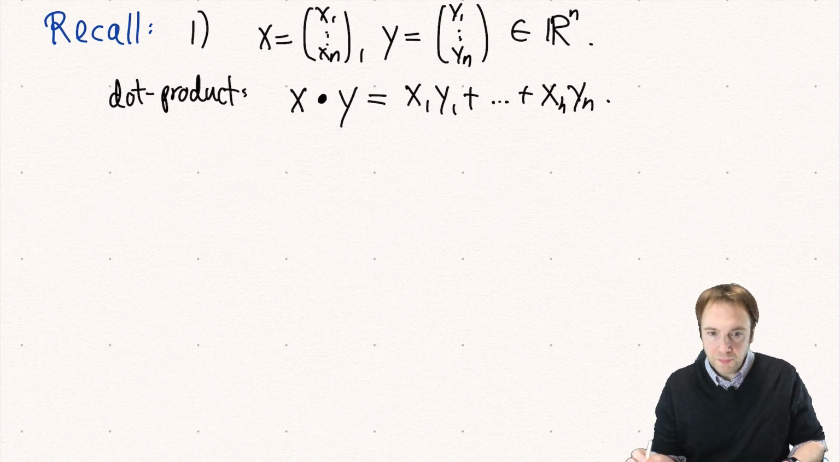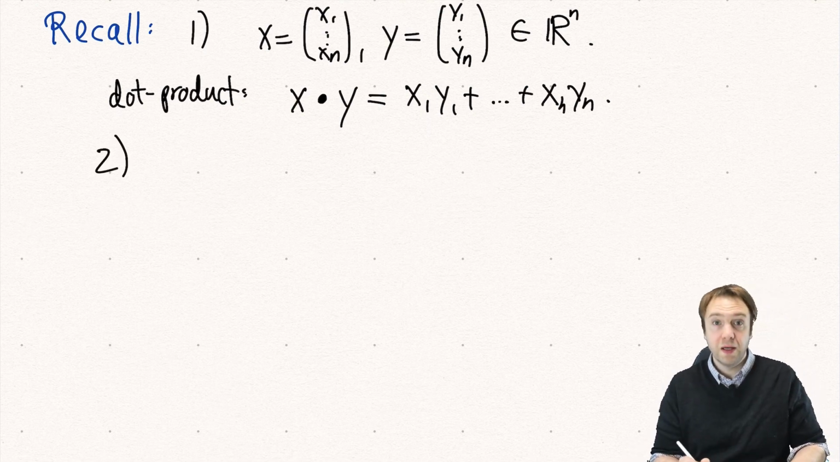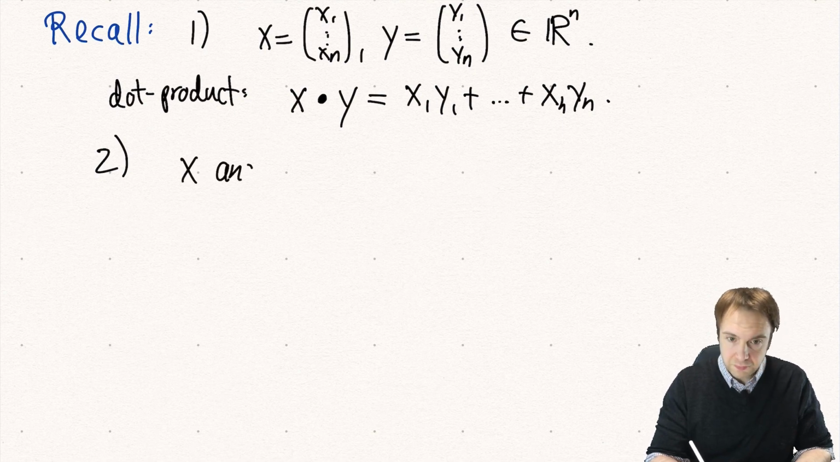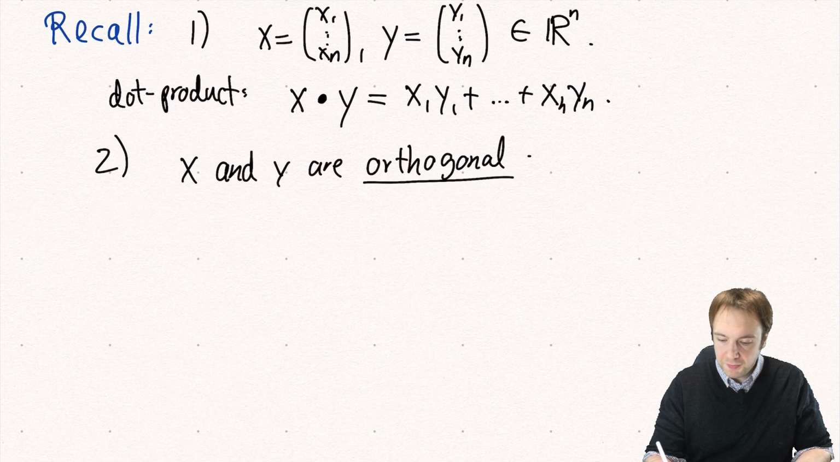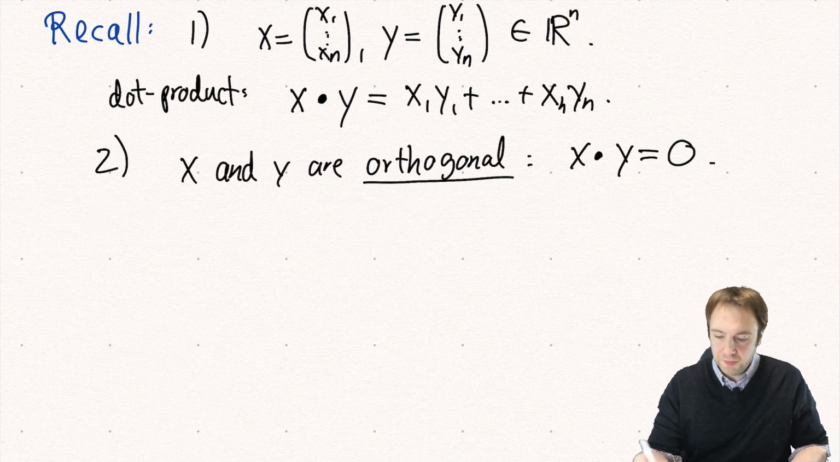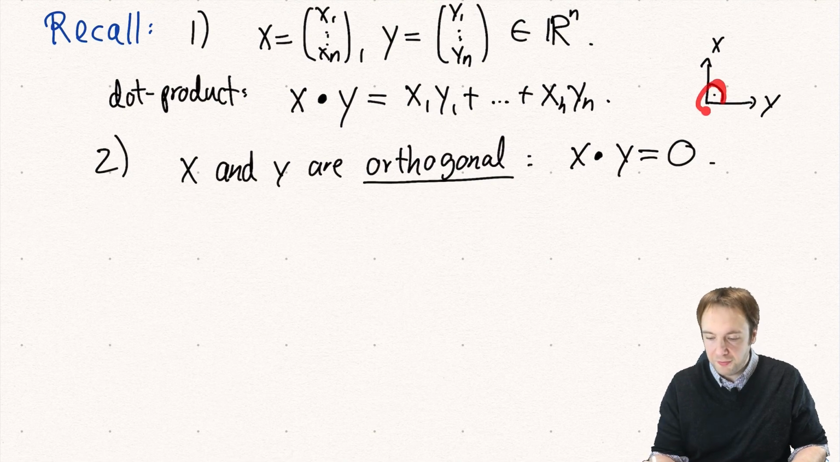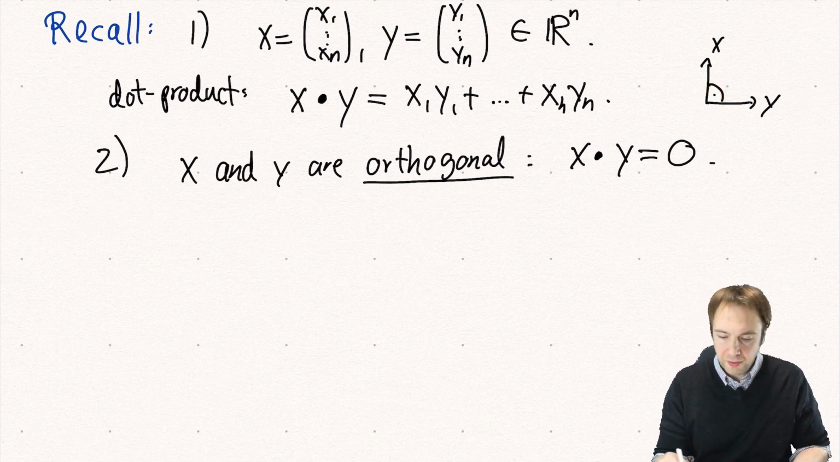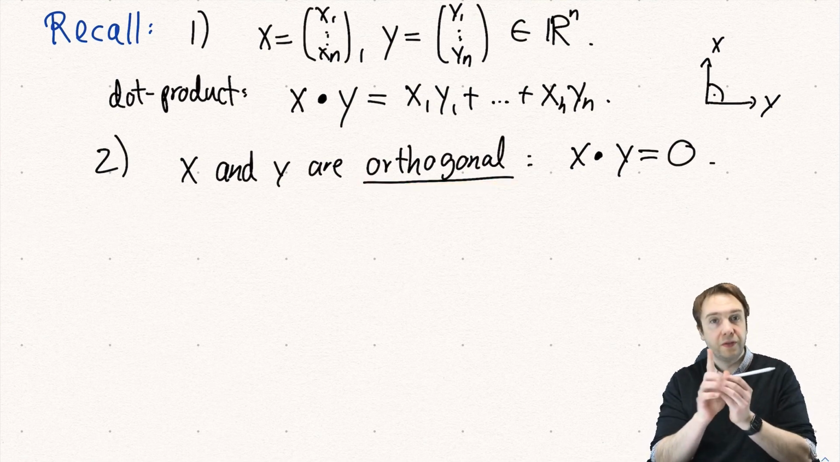And then we said that two vectors are orthogonal if the dot product of these two is 0. And if n is 2, this just meant that, for example, if I have the vector x here and the vector y, then orthogonal means that they are perpendicular to each other, meaning that this angle here is 90 degrees. And also in R3, if I have two vectors, then orthogonal means that they are perpendicular to each other.